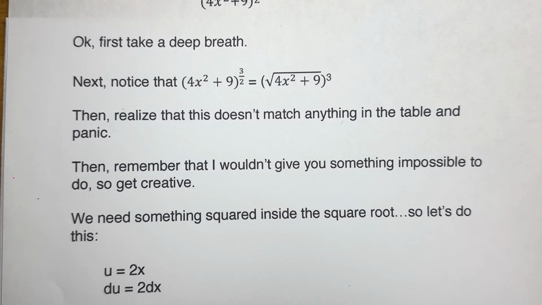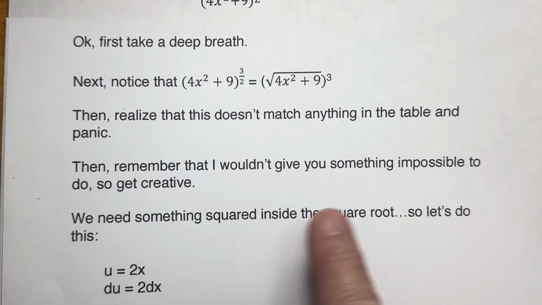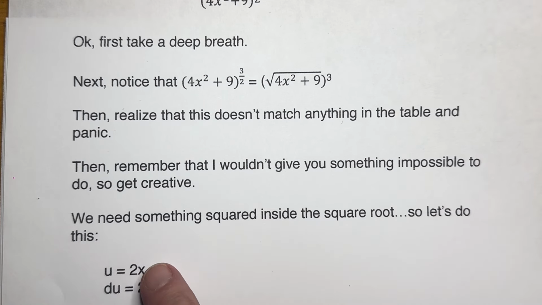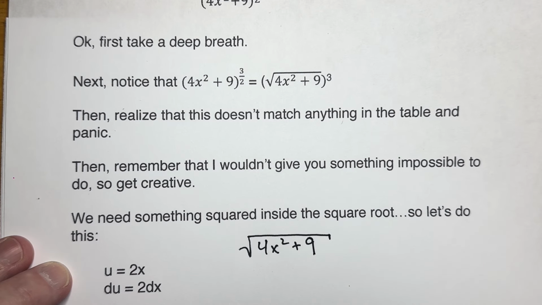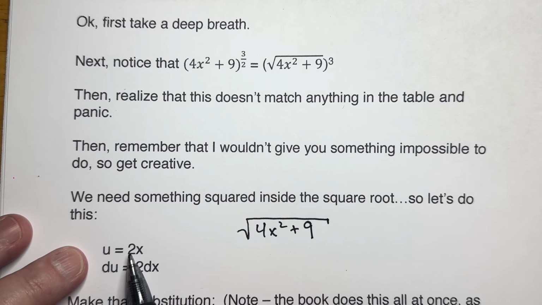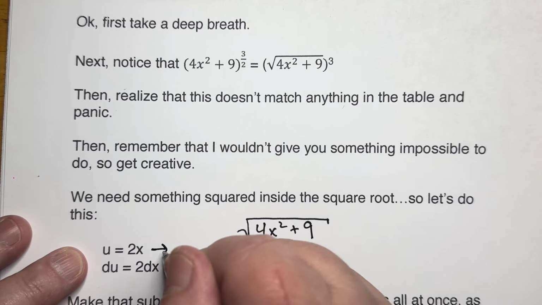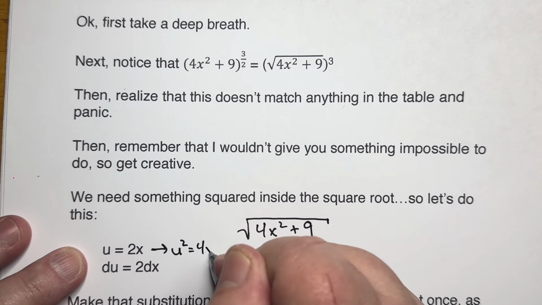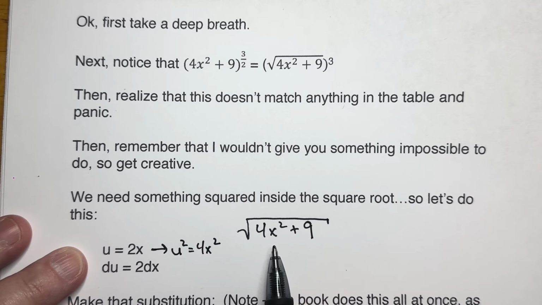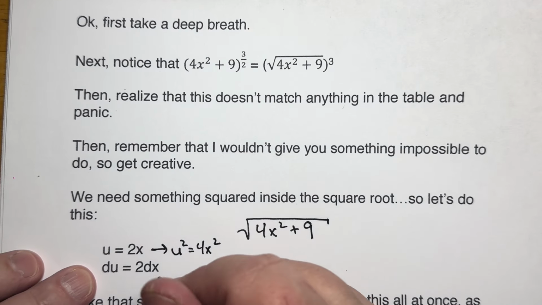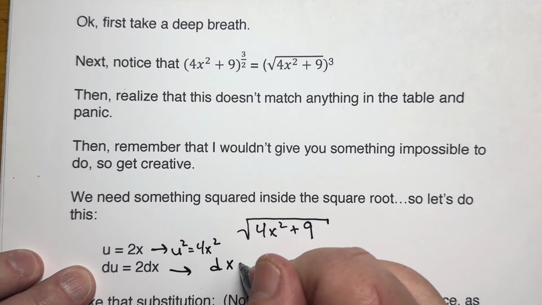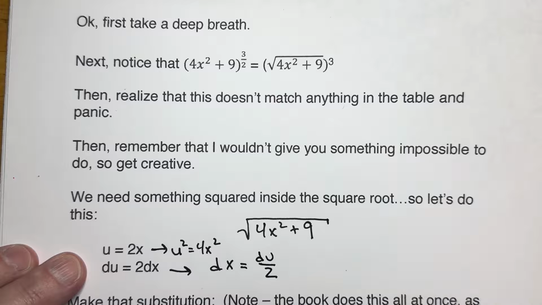So, at the very beginning, we need something squared inside the square root. So let's start with this very simple substitution, because inside the square root I've got 4x squared plus 9. I'm going to start with u equals 2x. Then u squared equals 4x squared, and that's what I'm going to put right there. And then du is 2dx. So where I see a dx, that's going to be du over 2.